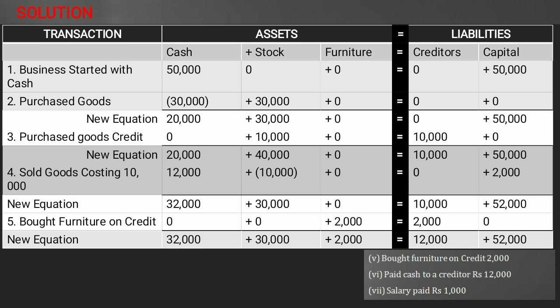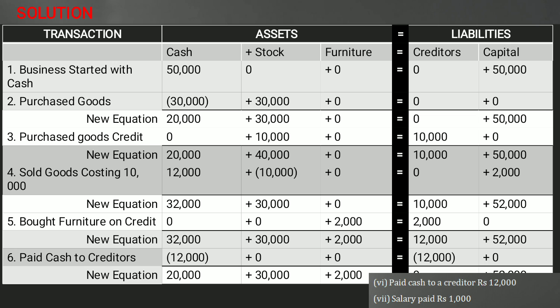So the total of the asset side, that is 32 plus 30 plus 2, is equal to 64,000, and the total of liabilities and capital is also 64,000. So after the fifth transaction, our new equation verified our main equation, that is, asset is equal to liabilities plus capital. Let's check the sixth transaction, that is cash paid to creditors.